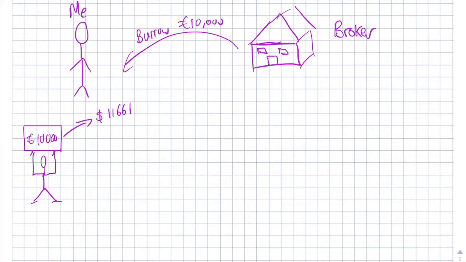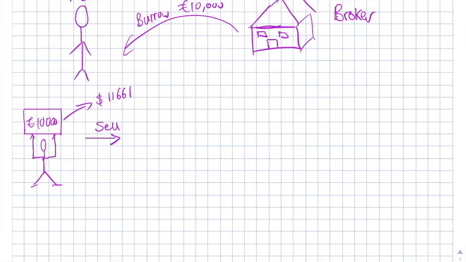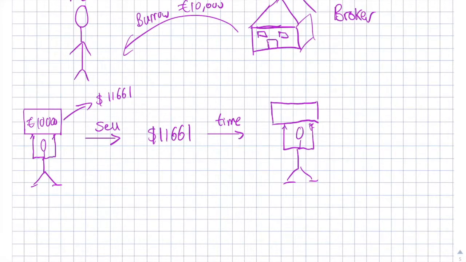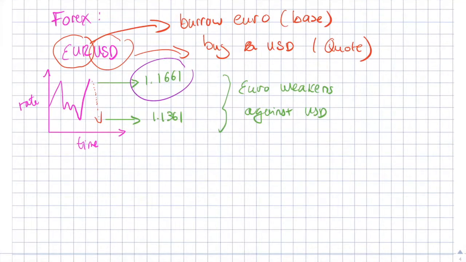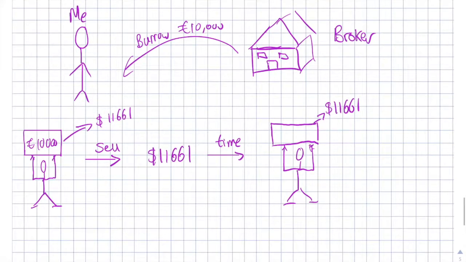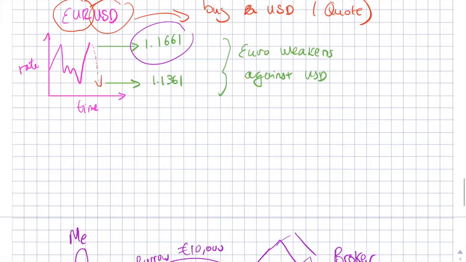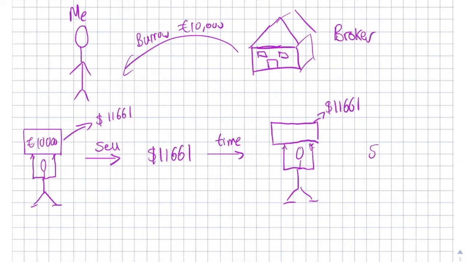You wait a while, a bit of time passes by, and you have $11,661, and you want euros now. You don't want dollars because you need to pay your broker back in euros. So you have to convert this dollar that you have into euros, and the new exchange rate is 1.1361.